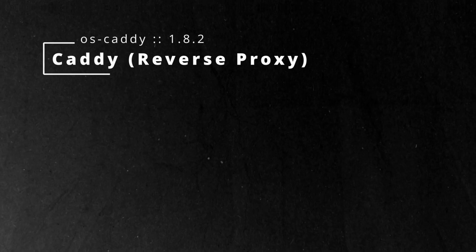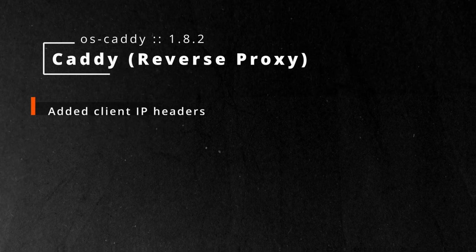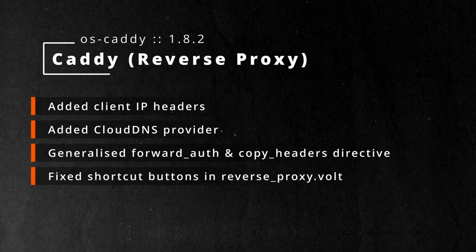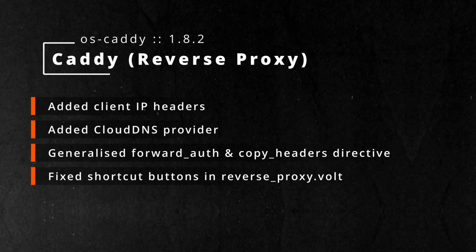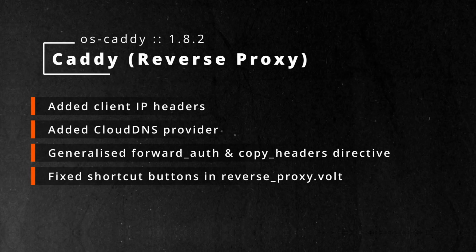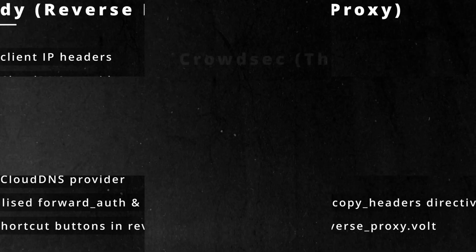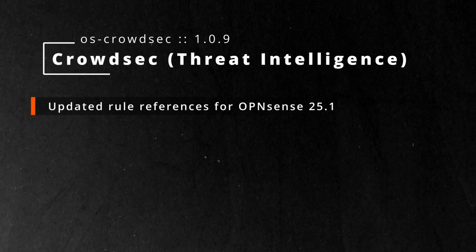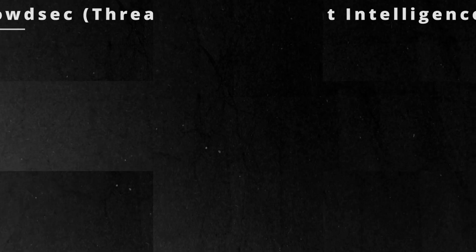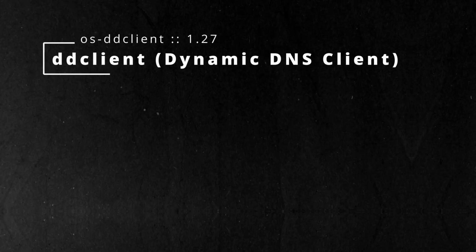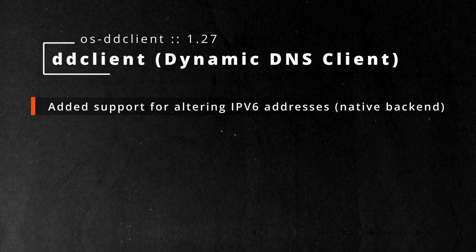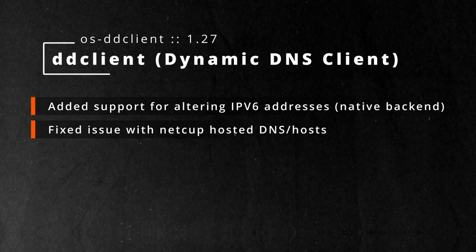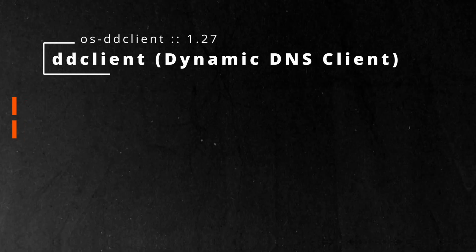os-caddy, the reverse proxy and web server, has been updated. So they've added client IP headers, they've added the Cloudflare DNS provider, generalized some headers, forward auth and copy headers directive, and they've fixed the shortcut buttons in the user interface template. os-crowdsec, the threat intelligence plugin, has been updated, which fixes repo references for OPNsense 25.1. The dynamic DNS client script has been updated. They've added support for altering IPv6 addresses in the native backend, and they've fixed an issue with domain host recognition from the NetQuip hosting provider.